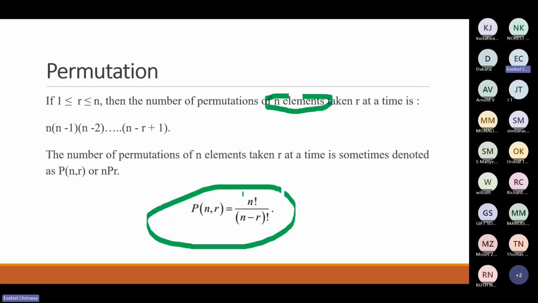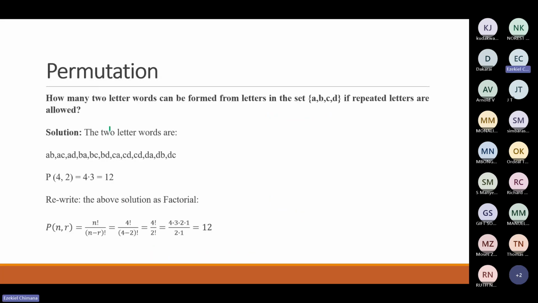The issue is that you need to be able to identify your n and your r. The n is the total number of elements in the set that you are given. The r is the number of elements which should be in each and every permutation. Like here: how many 2-letter words can be formed from letters in the set A, B, C, D, if repeated letters are allowed? If you look at this, this is where you get your n. And this is where you get your r.